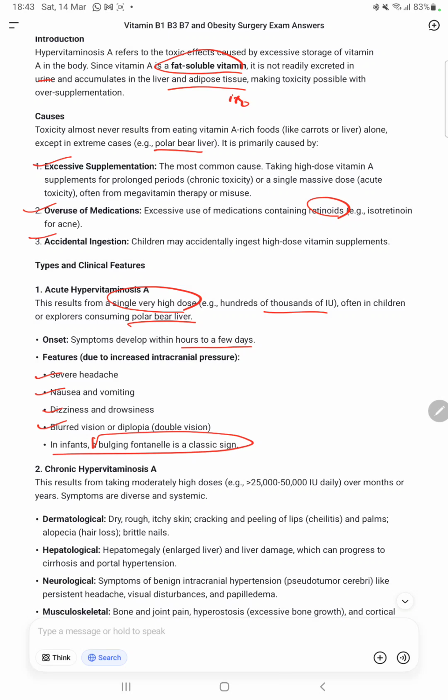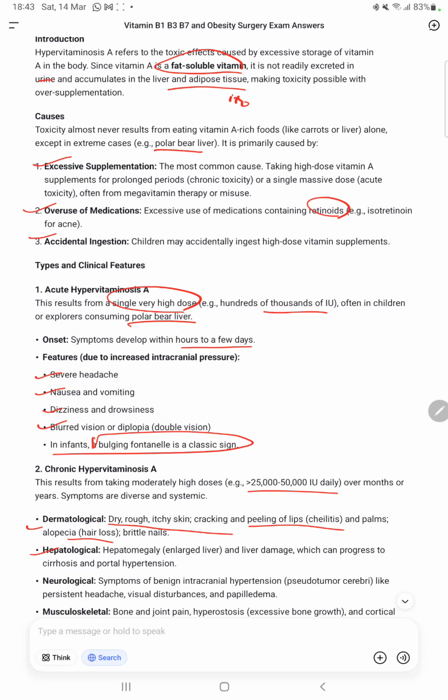Chronic manifestations occur when moderately high doses, that is 25,000 to 50,000 international units, are taken for a long period of time. Here it will lead to dermatological manifestations like dry, rough, itchy skin, then peeling of the lips, that is cheilitis, alopecia, hair loss, and brittle nails can be seen.